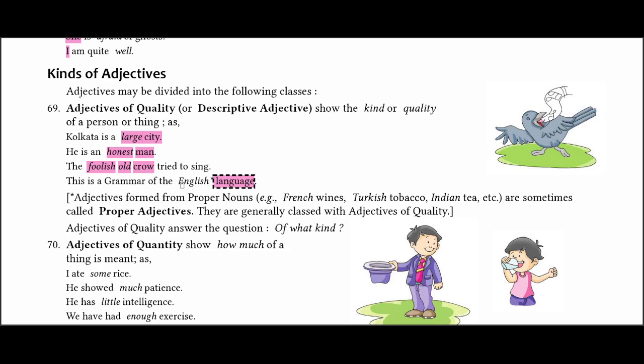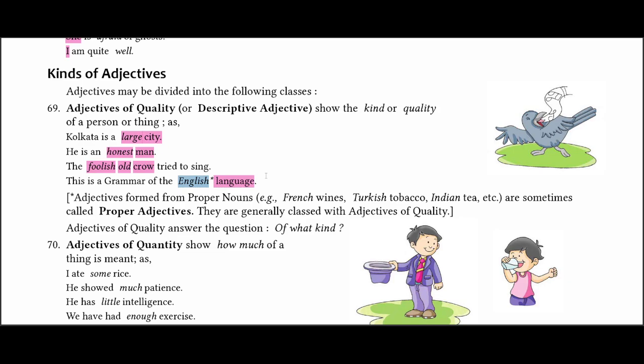What is this word English doing here? This word English is describing the noun language. What kind of language? English language. So when an adjective describes a noun, like large describing the city, honest is describing man, foolish is describing crow, old is describing the crow. Similarly, English is describing the language.